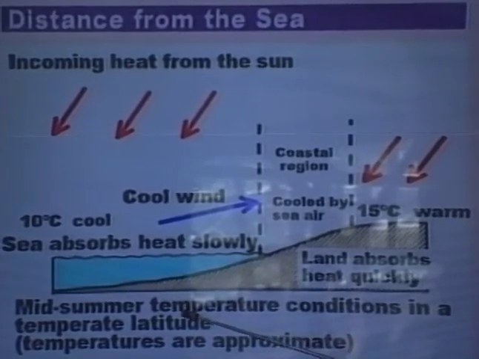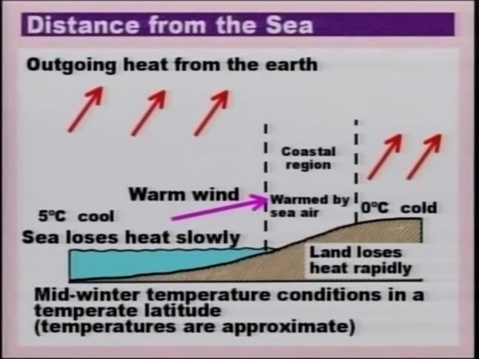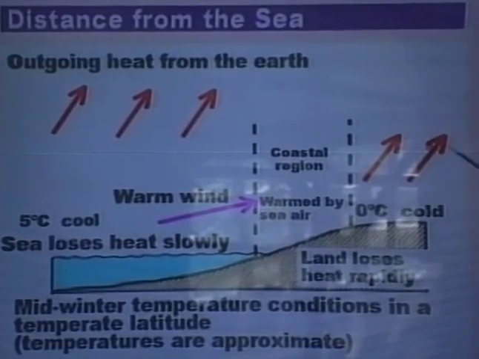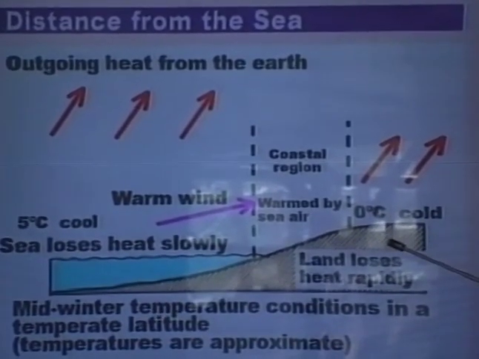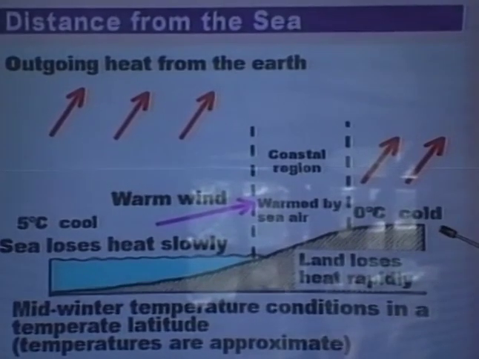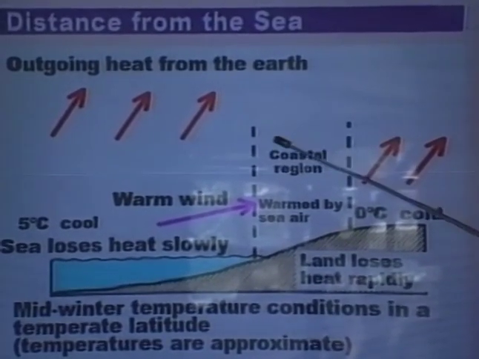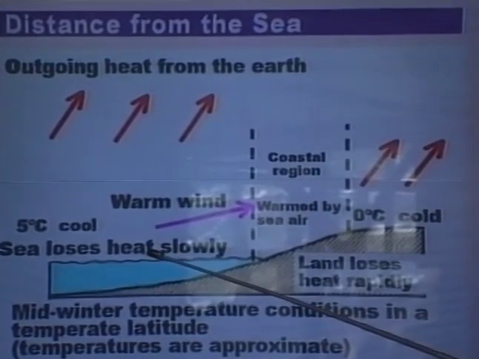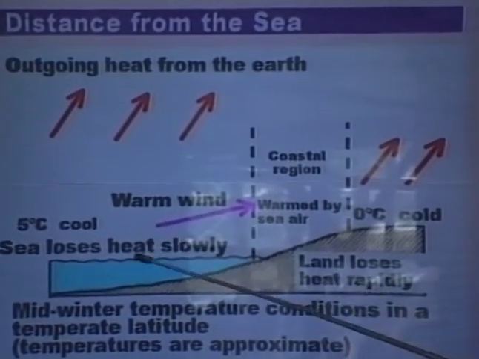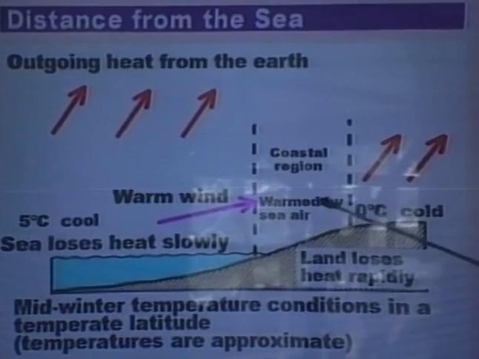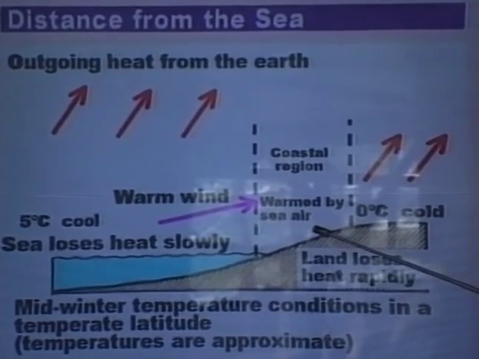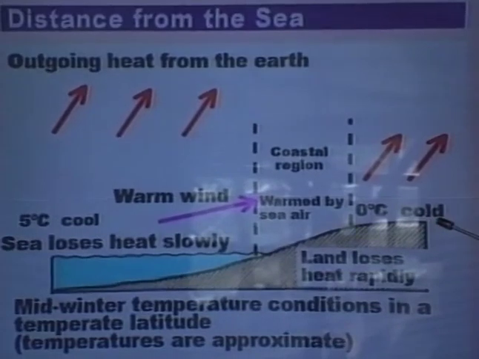This is mid-summer temperature. Then we come to mid-winter temperature conditions in the same latitude. This time, the sea loses its heat slower compared to the land. And because the land loses its heat more rapidly, it is winter, so the places further inland would be colder compared to those that are closer to the sea, because the sea, losing its heat slowly, will bring in warm winds, warming up the coastal regions. Therefore, temperatures along the coast here will be warmer in comparison to temperatures of areas further inland.